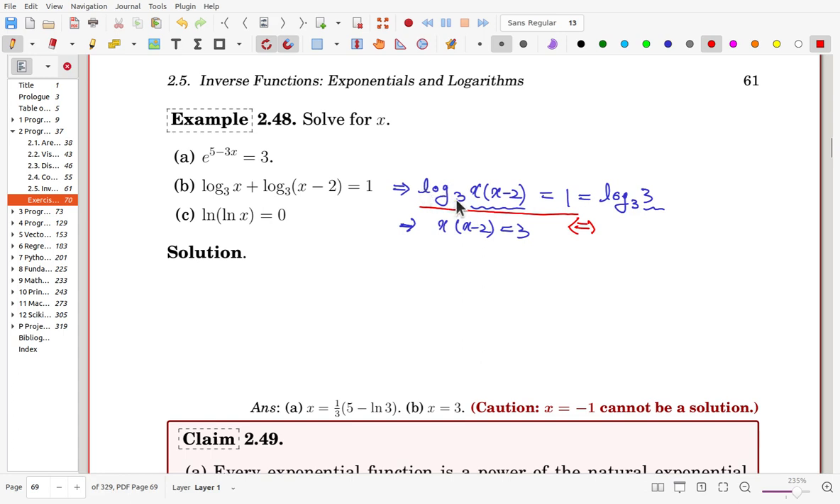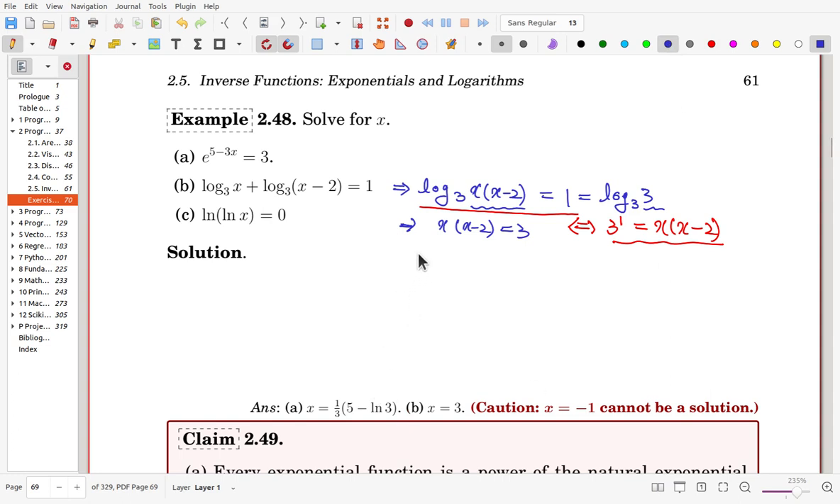a base of 3. So you have to understand this one in this way: 3 to the 1, that is y, equals x times x minus 2. By using the definition, you can reach that one. Or by changing 1, it's the same as log base 3 of 3. You can reach that one. Either way, you can get the same result.